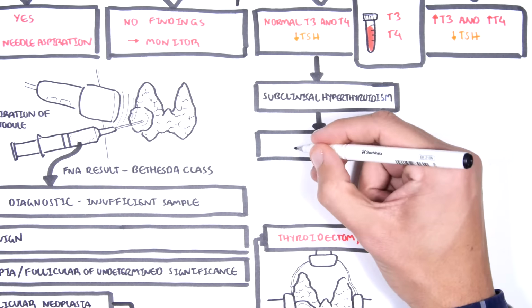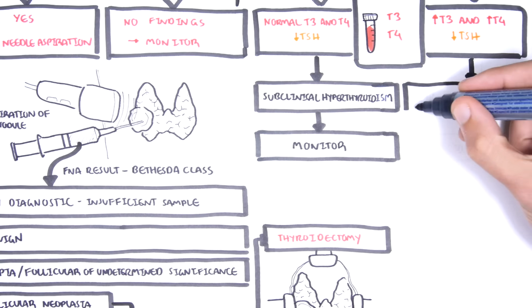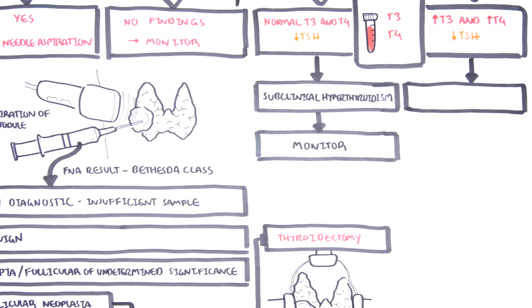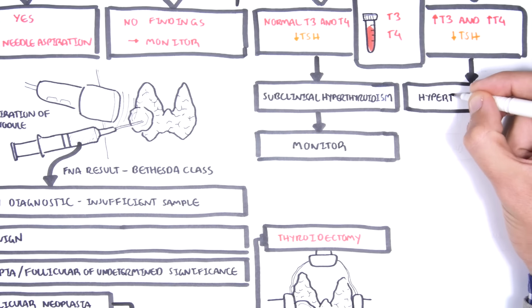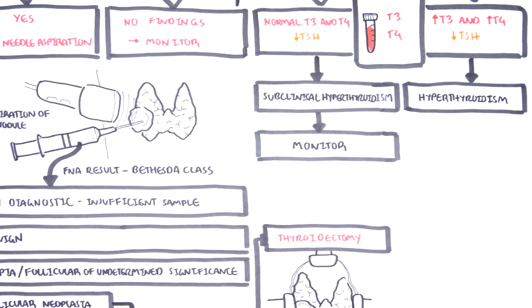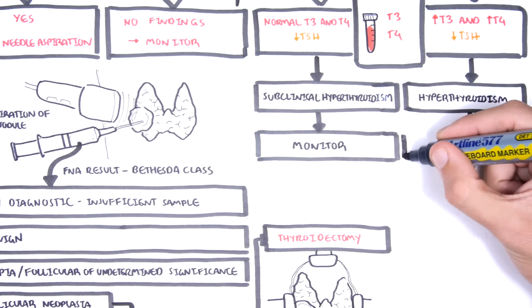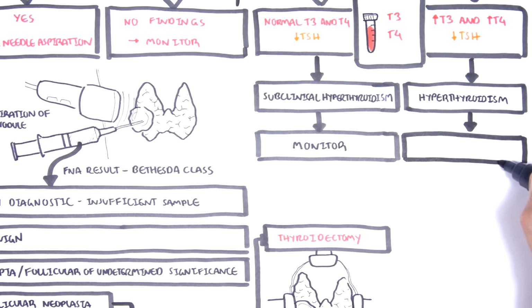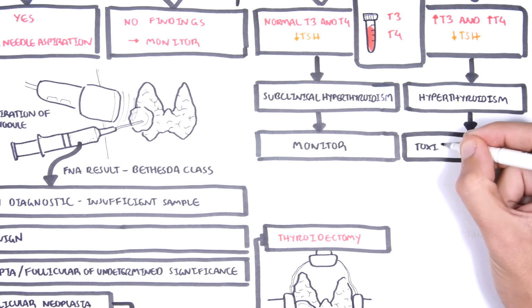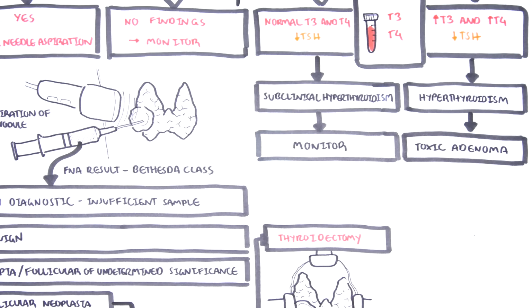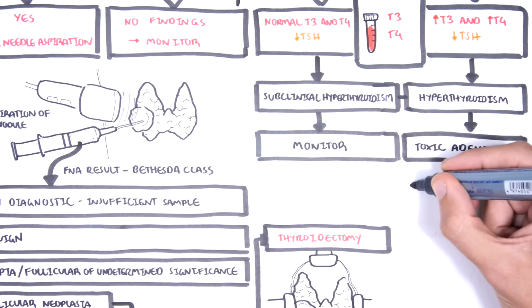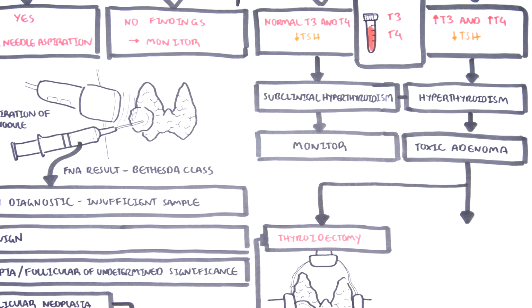A high T3 and T4 with low TSH means hyperthyroidism. The nodule is responsible for producing excess T3 and T4. And because this is a nodule and it's taking up a lot of iodine on the scan, it is likely to be a toxic adenoma. Toxic adenoma is either managed by surgery, a thyroidectomy, or by radioactive iodine.